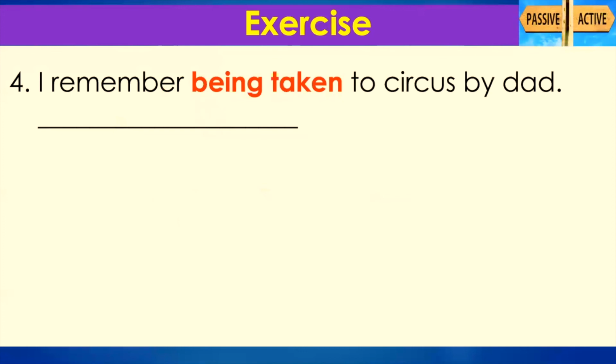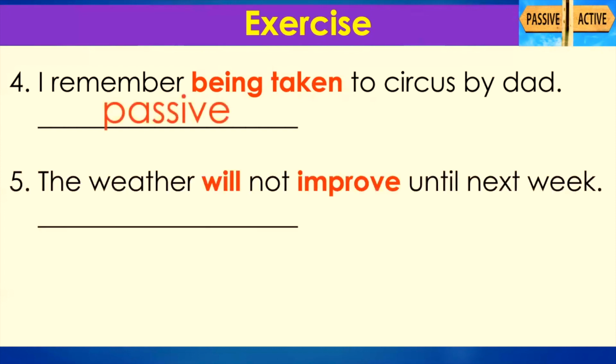Now, last three exercise sample. I remember being taken to circus by dad. Subject is I. Verb is being taken. Who takes you to the circus? Dad, not the subject. So, passive voice sentence. Number five, the weather will not improve until next week. Subject is weather. Verb will improve. Who does the action of will improve? Still, the weather. So, active voice sentence.